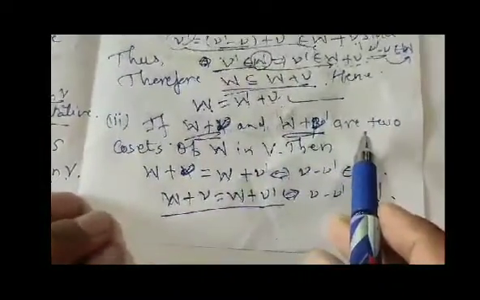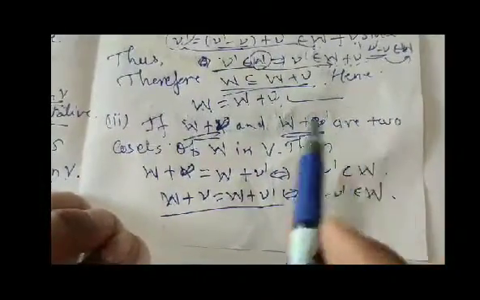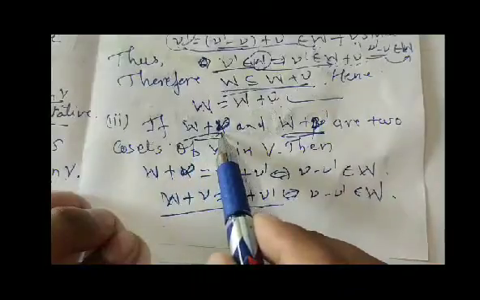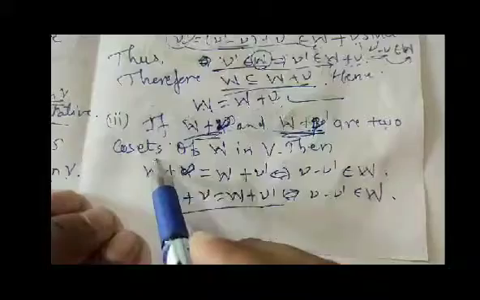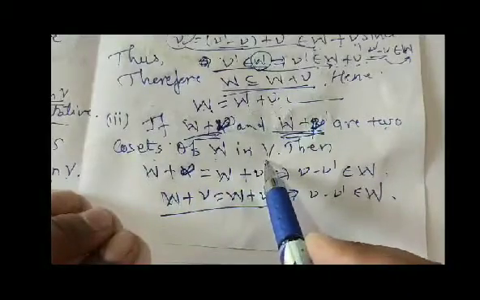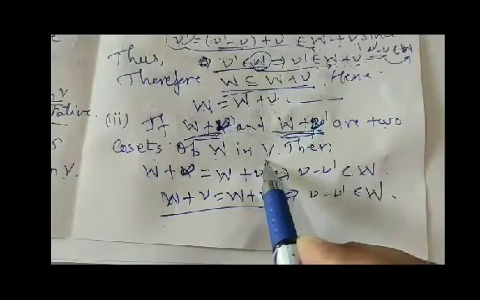Now the next thing is that we are going to prove that if W plus nu and W plus nu dash are two cosets of W in V, these are different cosets.